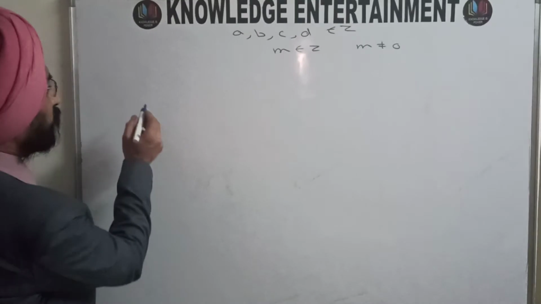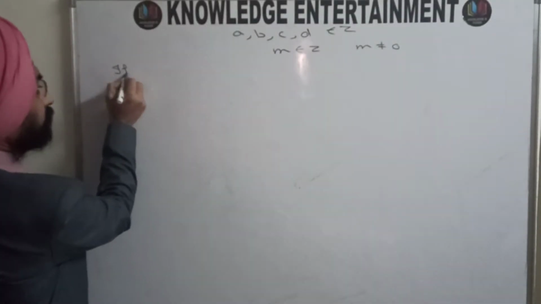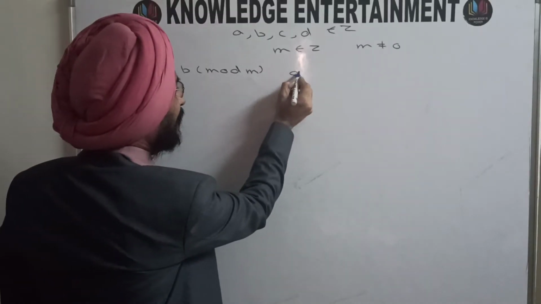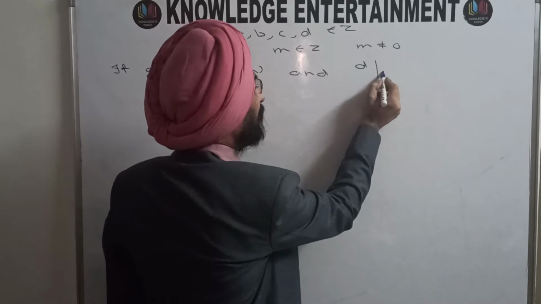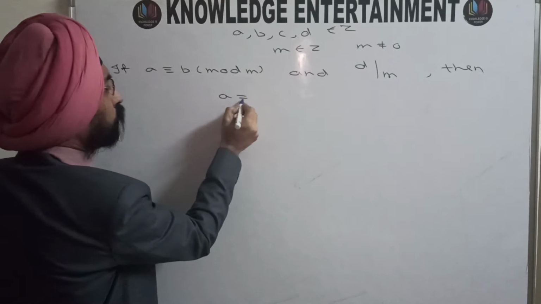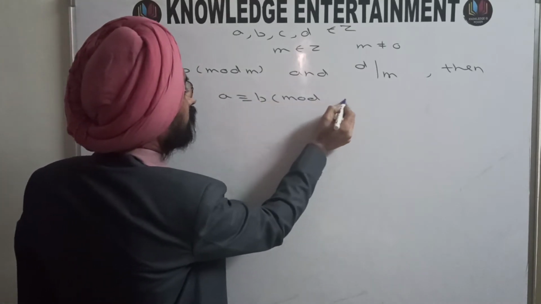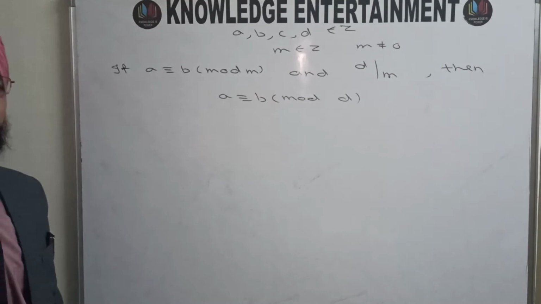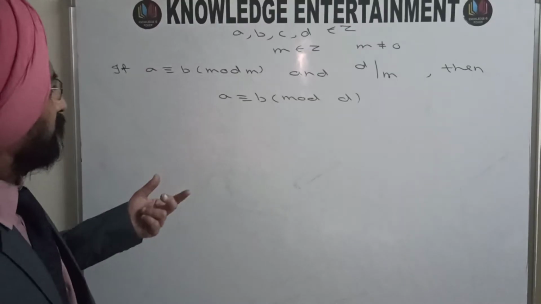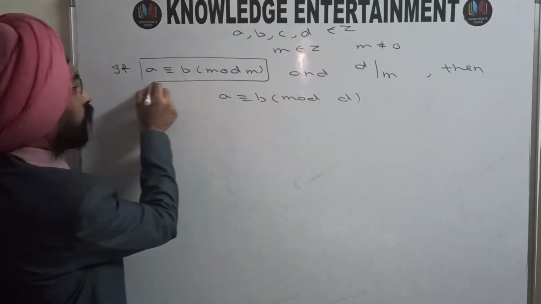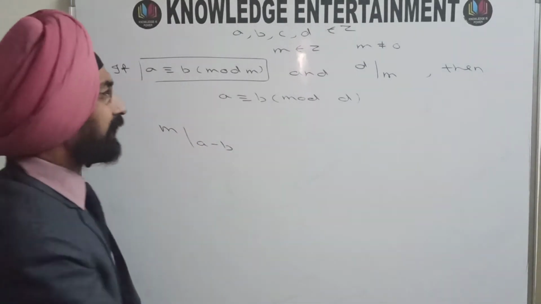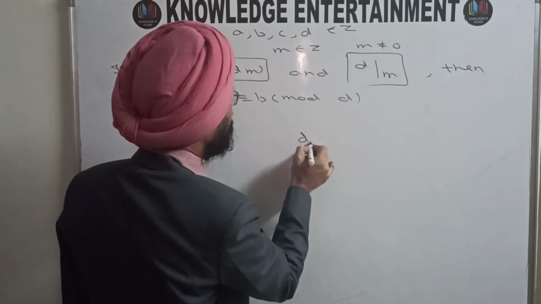The first result I am going to prove is that if A is congruent to B modulo M and D is a divisor of M, then A is congruent to B modulo D also. So this is the first result I am going to prove here in relation to the congruence relation. What are we given? We are given that A is congruent to B modulo M, that means M divides A minus B. And we are also given that D divides M. This is also given to us.